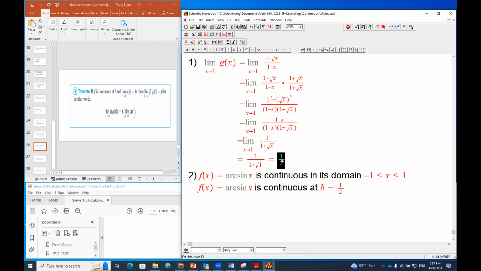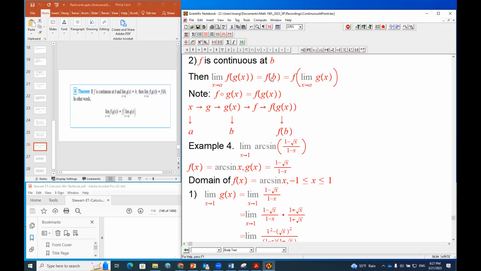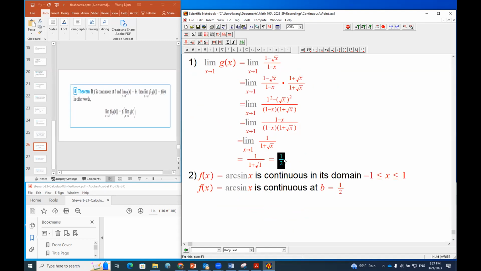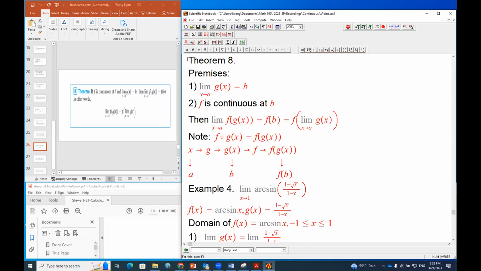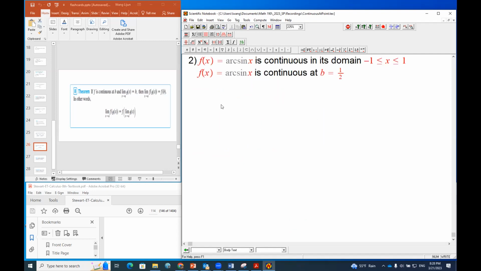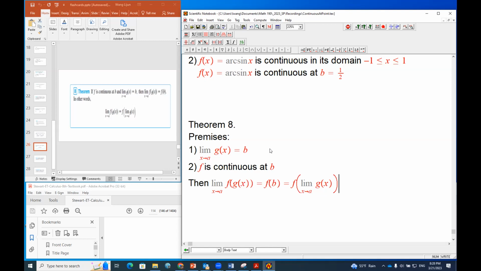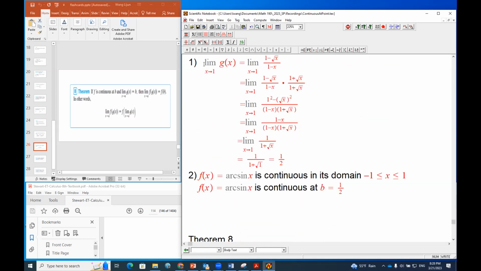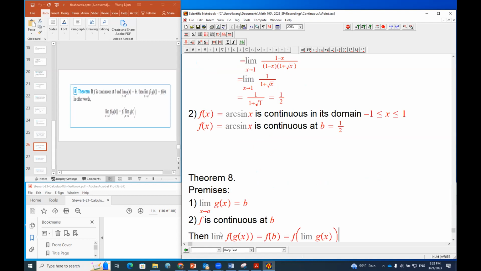So this is the limit b as stated in the theorem. This is the b, which is the limit of g, which is half. And the function arcsine is continuous at b. You see, there are two conditions, right? So I'm going to copy and paste this theorem right under, so we'll verify the conditions. The first one we have verified, we found b is half. And secondly, we found f is continuous at half. So both conditions are checked.